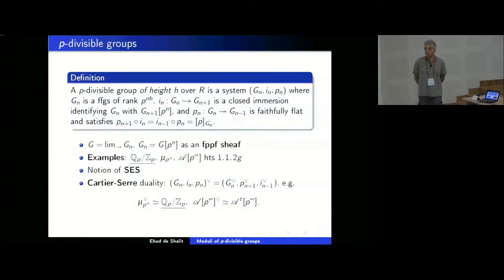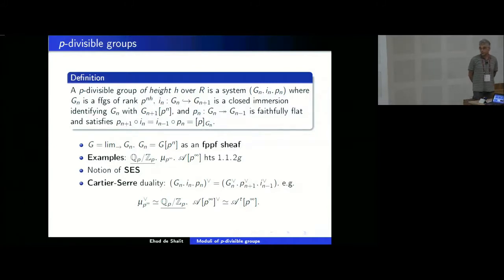Okay, so we can talk, of course, about G being the direct limit, or the union, of the Gn. So that's an example of an fppf sheaf that is not representable. There's no group scheme that represents mu_p^infinity. The examples that are most familiar are Qp/Zp, mu_p^infinity, and the p^infinity torsion on an abelian variety. The notion of short exact sequence carries over from finite flat group schemes to p-divisible groups.